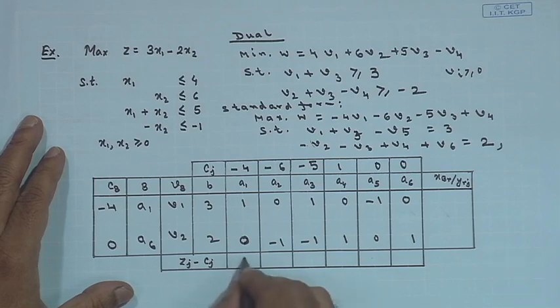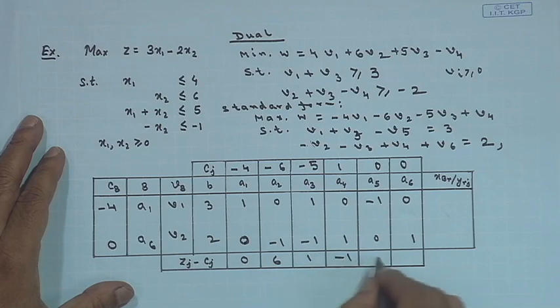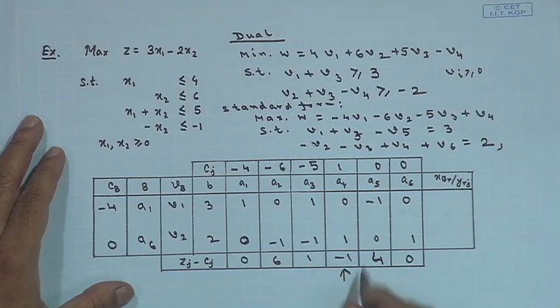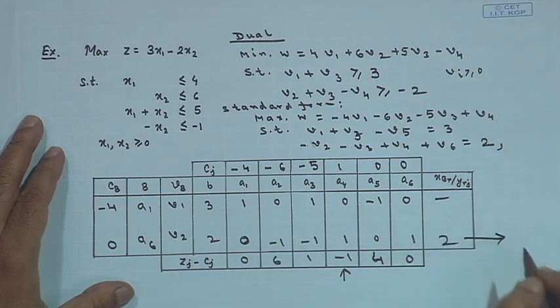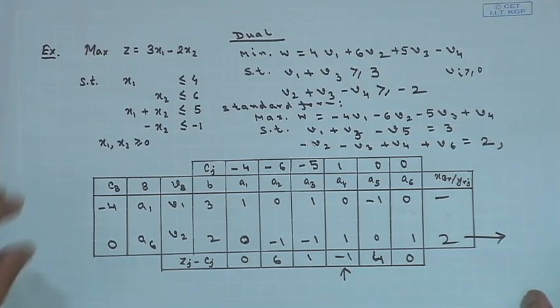Zj minus Cj, if you calculate: 0 6 1, this one will be minus 1, the next will be 4 and this is 0. So this is the most negative. The entering vector is this one. So 3 by 0, you will not get anything, here you will get 2. Therefore your departing vector will be A6. So your entering vector is A4 and our departing vector is A6.